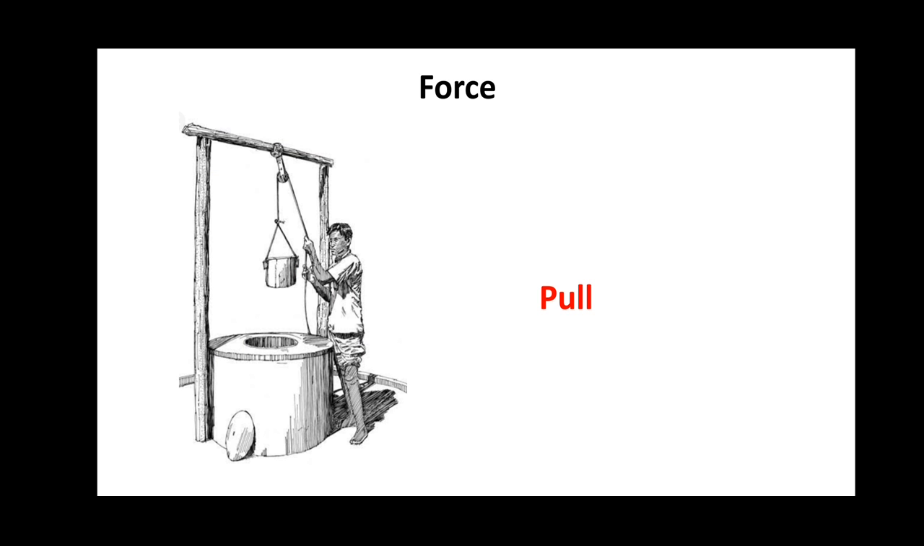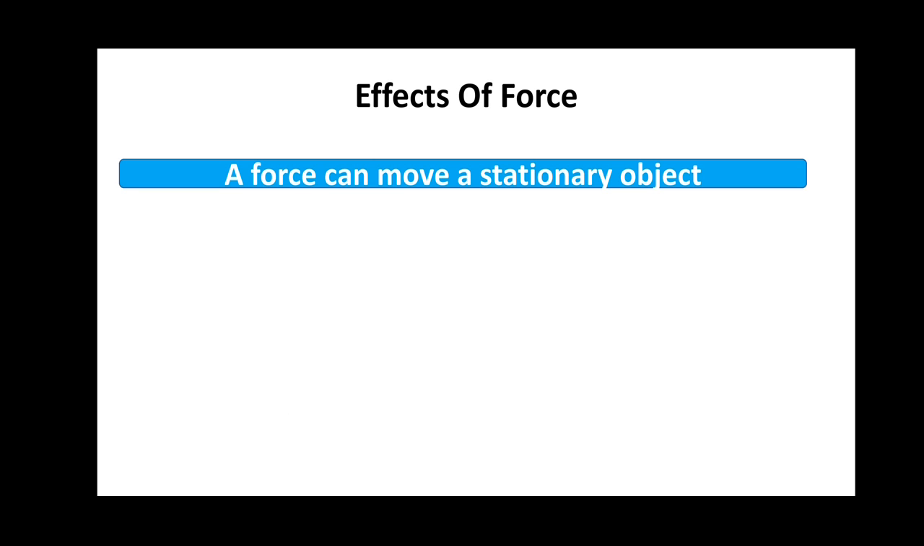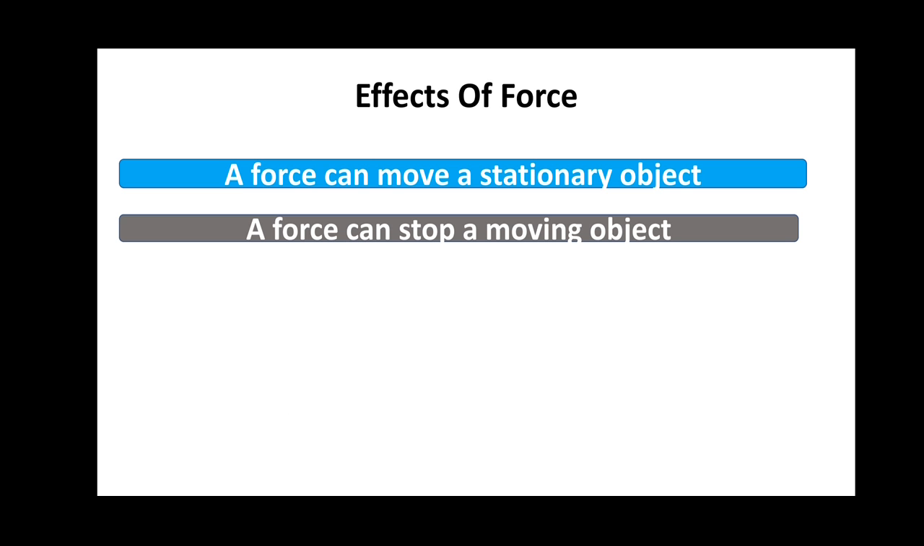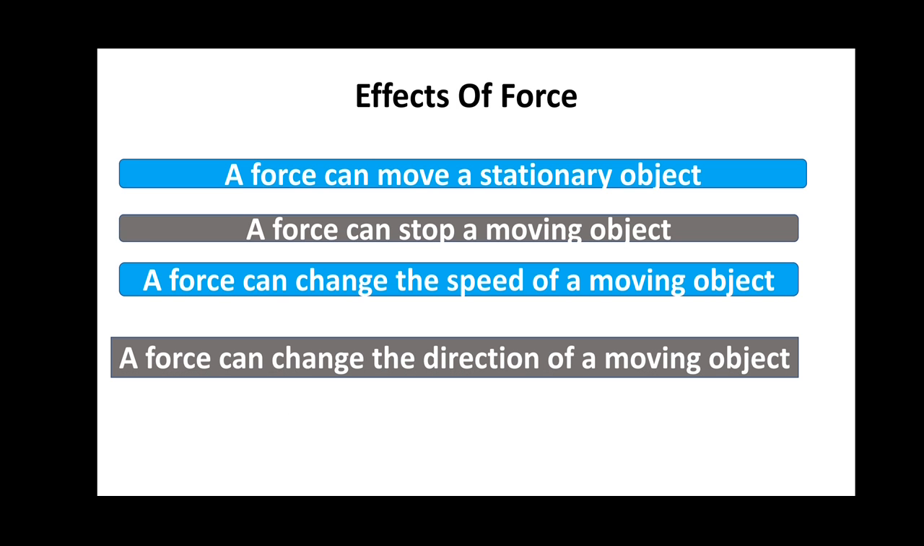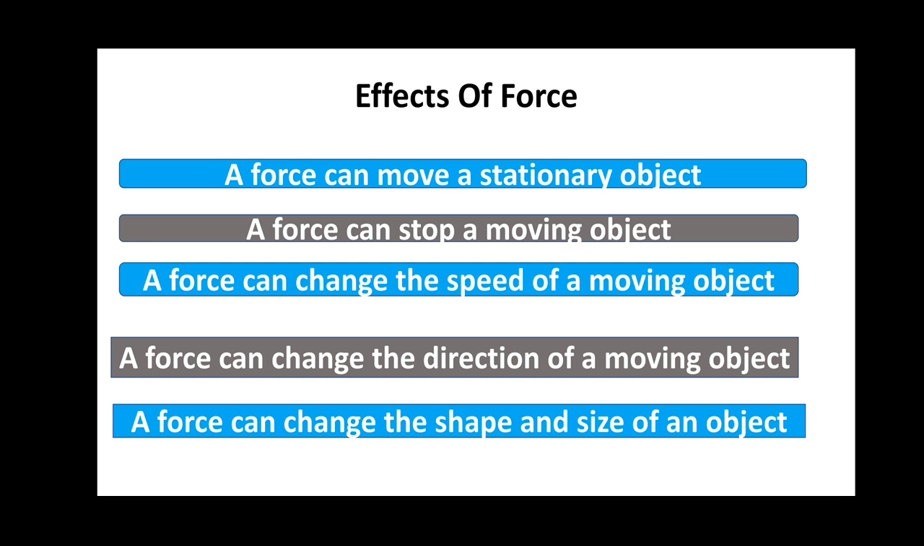The force has different effects. Here in this chapter, we will be learning about 5 effects of force. They are: a force can move a stationary object, a force can stop a moving object, a force can change the speed of a moving object, a force can change the direction of a moving object, and a force can change the shape and size of an object. All these 5 effects are familiar to us in our daily life. Let's discuss about each of them in detail with the help of few examples.